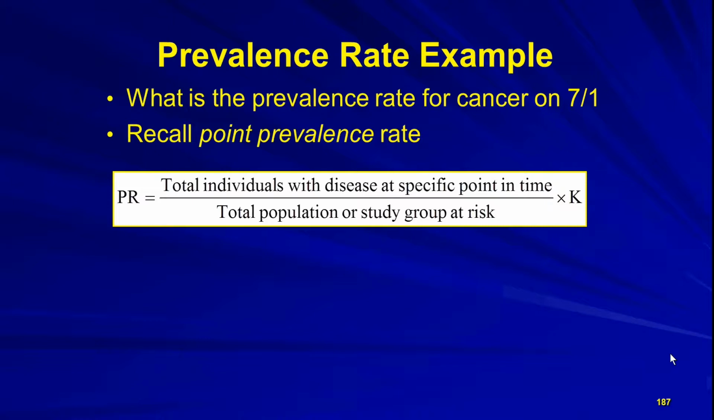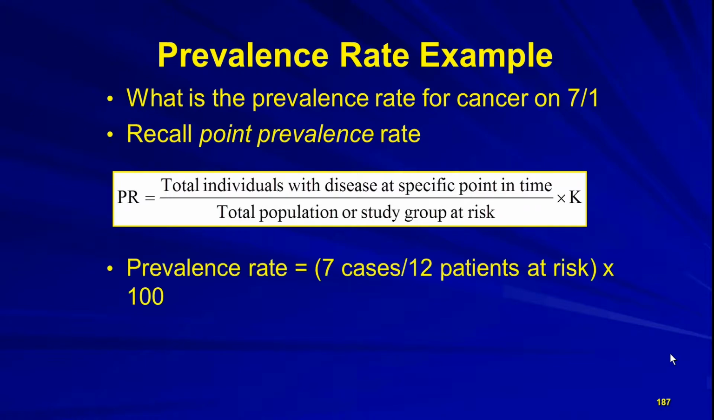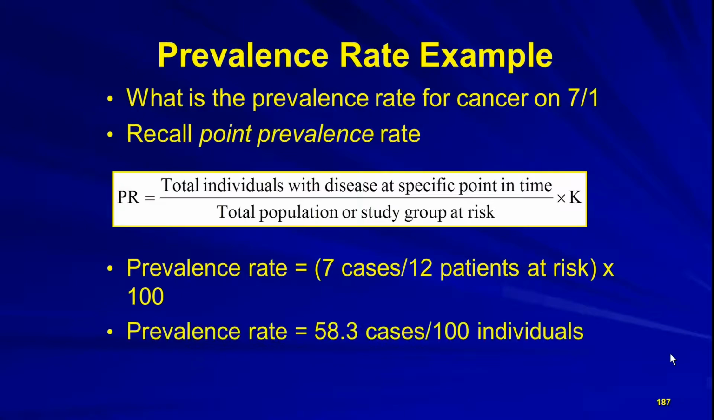So we have the total individuals with disease at a specific point in time that includes new, existing, and recurring cases, and we didn't have any recurring cases. If we go back and count, we will have 7 cases out of 12 patients, which is the population at risk, and this is a study group, and we're going to multiply by 100. So our answer in this particular case is 58.3 cases per 100 individuals.